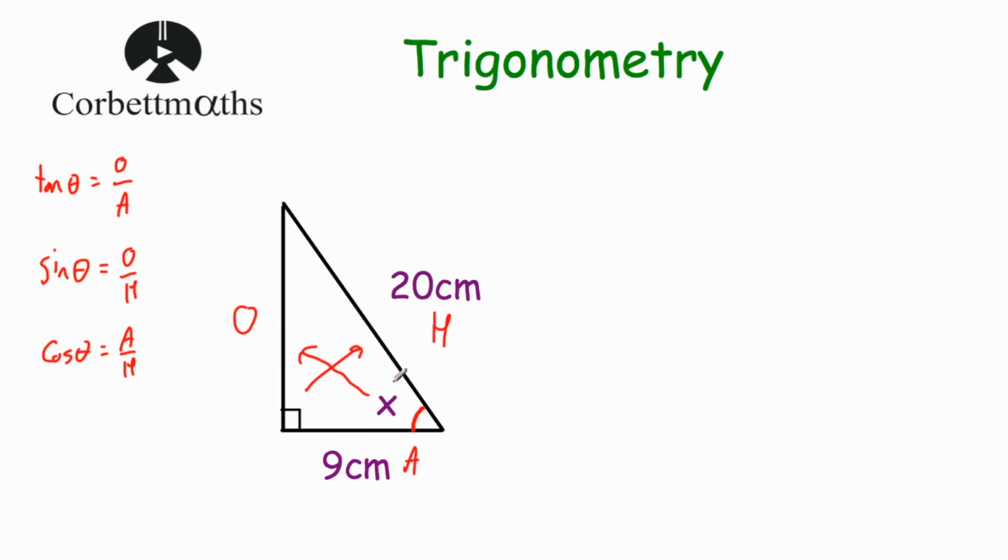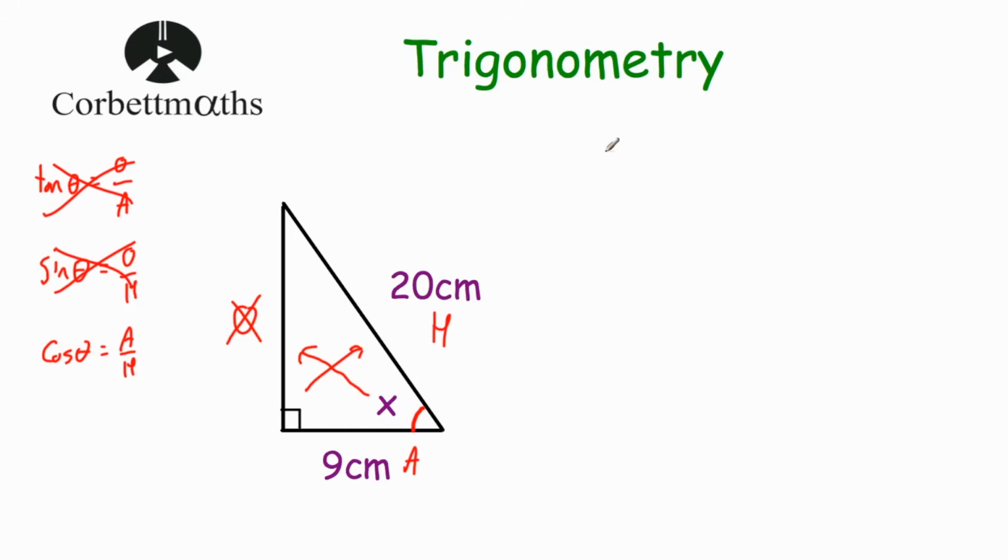So in this question, we're going to be using two of our sides. We're going to be using the adjacent, the 9 centimeters, and the hypotenuse, which is 20 centimeters. But we've not been given the opposite, so we don't need to use the opposite in this question. So let's have a look at our trig ratios and cross off any trig ratio that involves the opposite. So we're not going to be using tan because it's got the opposite, and we're not going to be using sine because it's got the opposite. So in this question, we're going to be using cos.